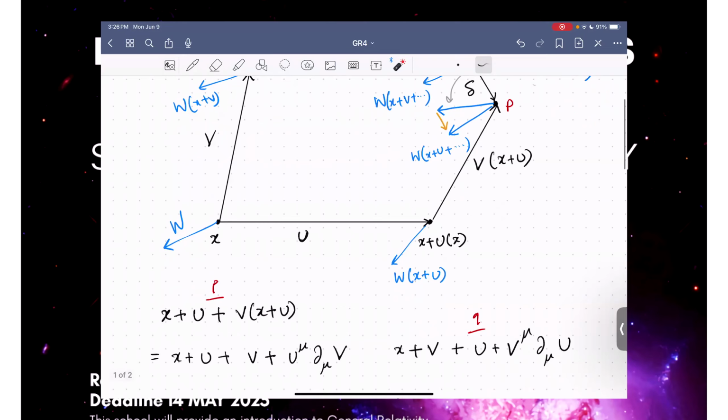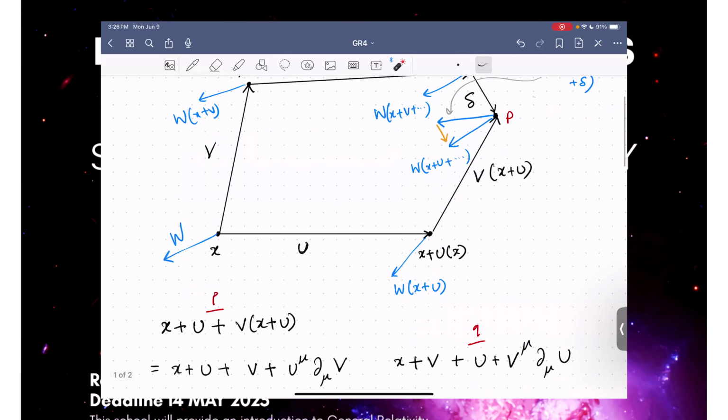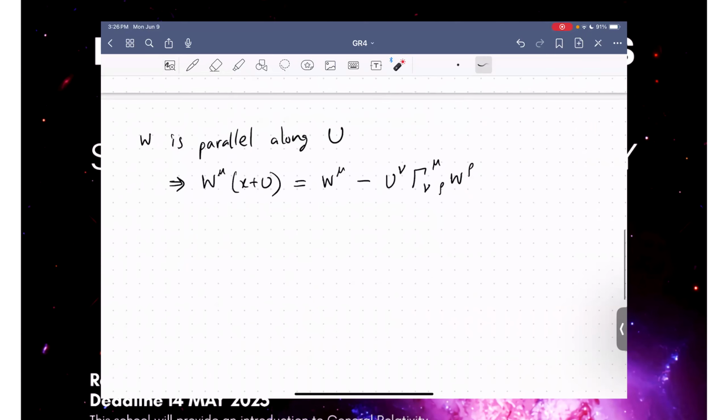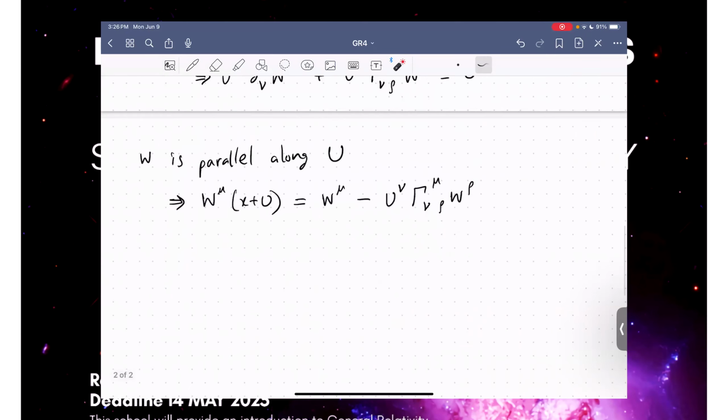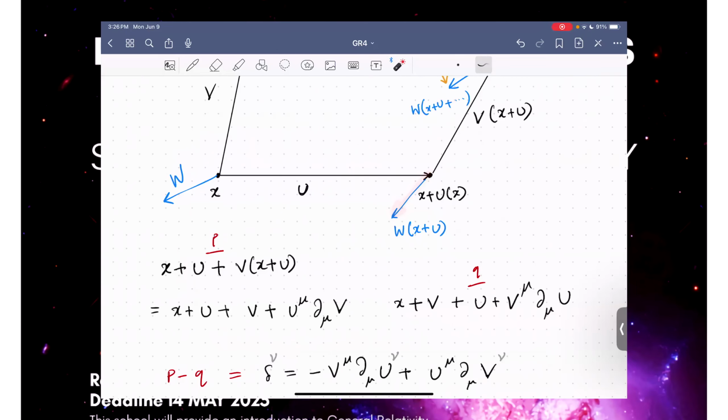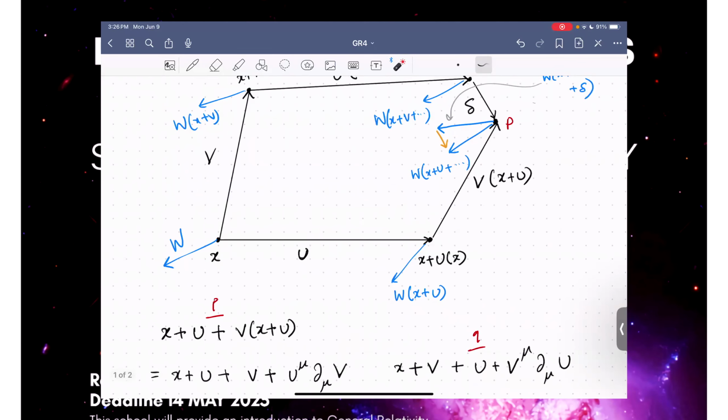Well, sorry. Actually, we're not going to use anything about geodesics. As I was saying, these paths are completely arbitrary. They're not geodesics. Okay, so let us move on. So we have found the expression for W at this point when it has been parallelly transported from X. So we can follow this procedure and transport this parallelly to this point.